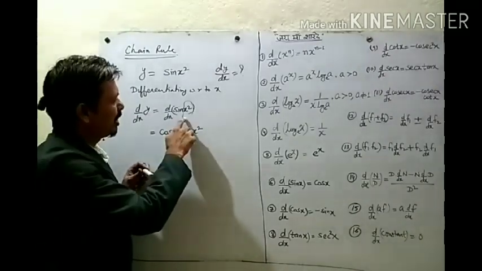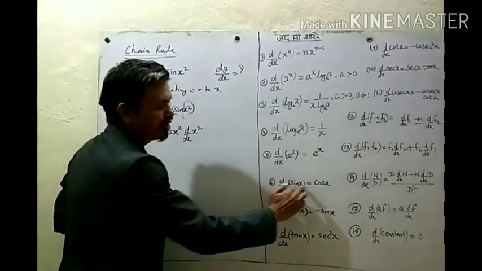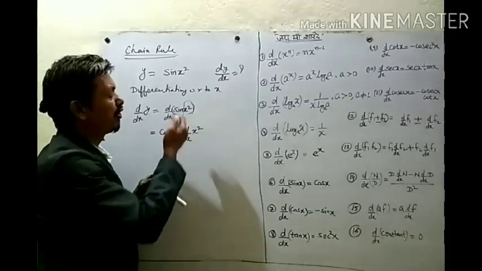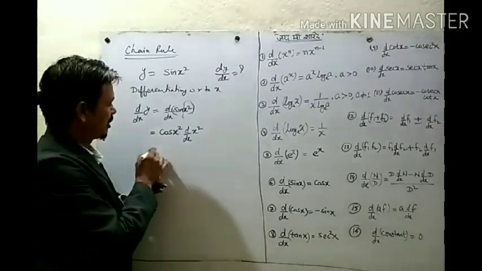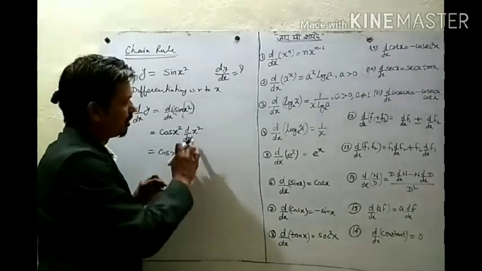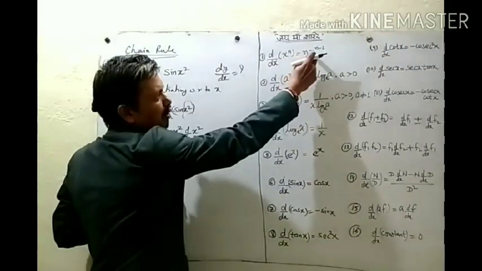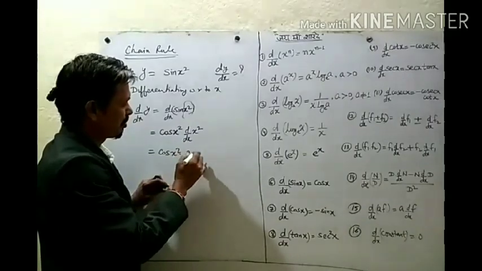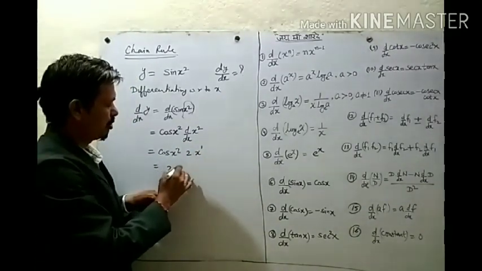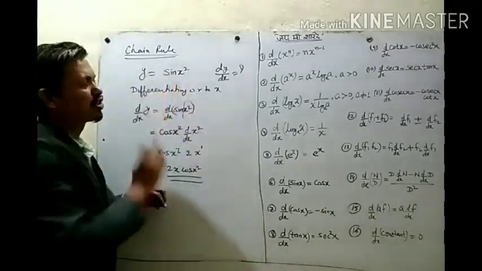Sin x square is in the form of sin x, so we can apply this formula and the derivative will be cos x, where x is x square. But actually it is not x, so we have to differentiate x square again. So now it is cos x square into derivative of x square. Now it is in the form of x to the power n, so we apply the formula: power 2 and x to the power 1, so it is 2x into cos x square. This is the derivative of sin x square.